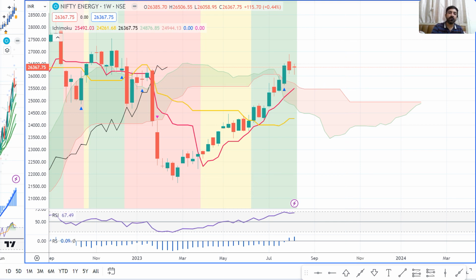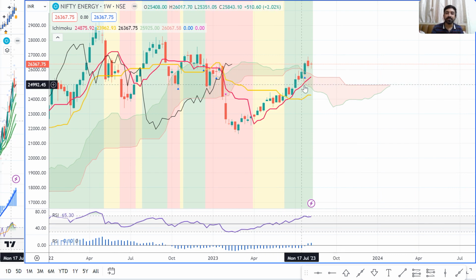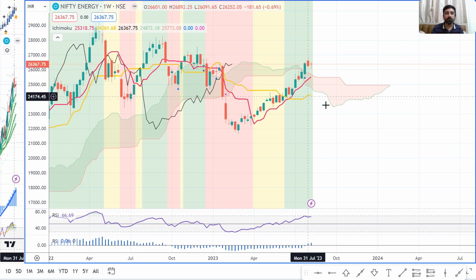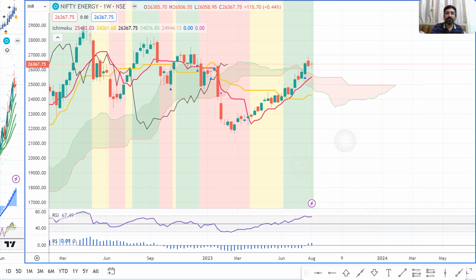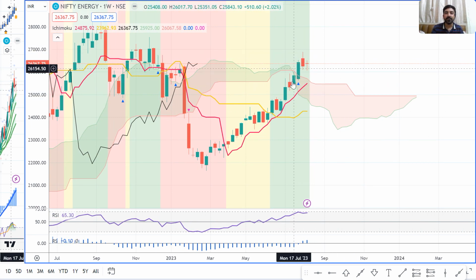Energy sector. Now, what we have got over here is that this sector just recently broke out of the cloud. It has given a cloud breakout, and then after that it did not move much for 2 weeks. So this can turn out to be a breakout failure. Be cautious over here.